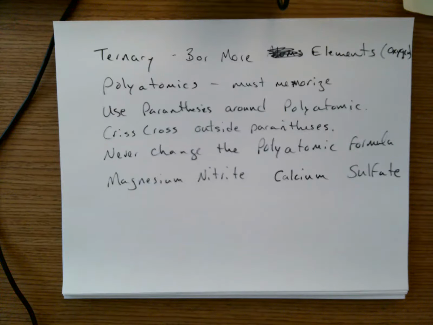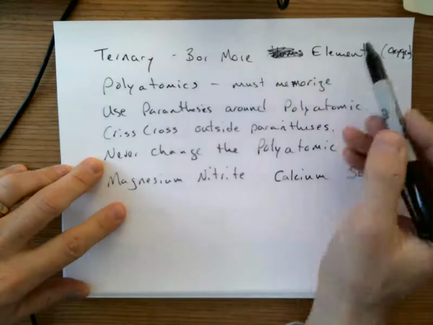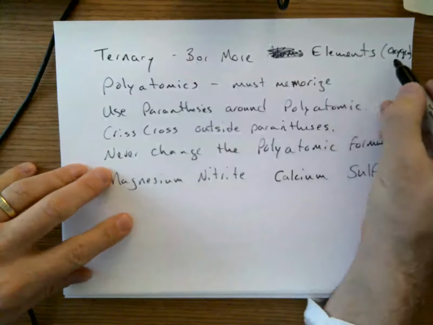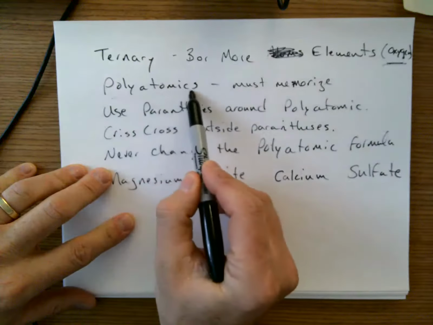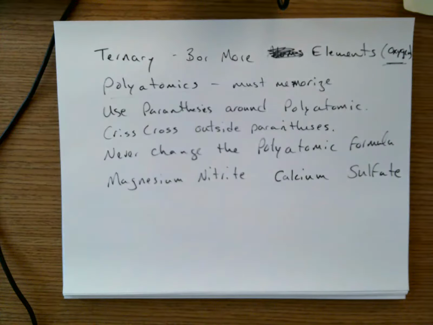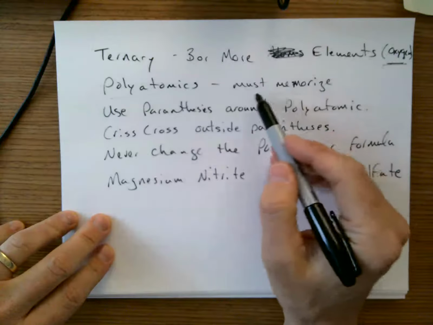All right, so now let's talk about writing formulas for compounds that have 3 or more elements in them. These are called tertiary or ternary. So we have 3 or more elements in this formula. One of them is always going to be oxygen, and the reason is because really we have what's called a polyatomic in there. And that polyatomic is a group of atoms that stay together, they bond with other things, but they always stay together.